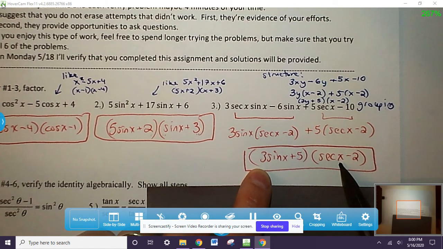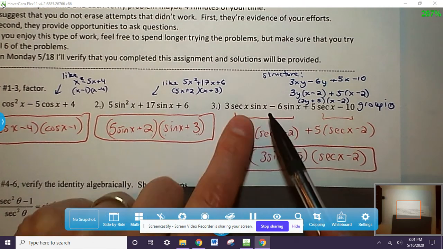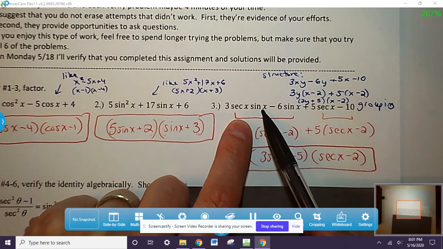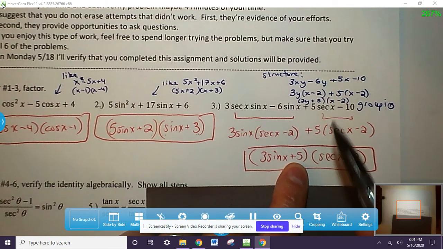And you can always check your own factoring by multiplying it out. If you multiply these 2 together, you get 3 secant x sine x. Even though you might have secant and sine in the other order, multiplication again is commutative. The outers will give you minus 6 sine x. The inners will give you plus 5 secant x. And last times last will give you that minus 10 we wanted.